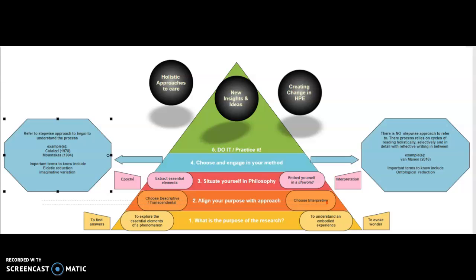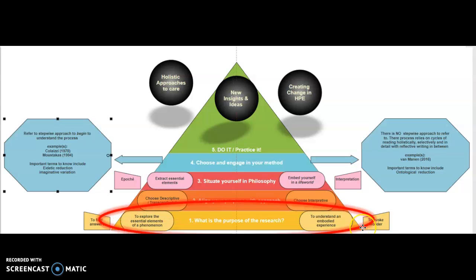This pyramid, which I have created, depicts my arguments within my paper. It shows that the complexities associated with phenomenology are practical ones and can be broken down into parts that can help guide researchers in the use of phenomenology.